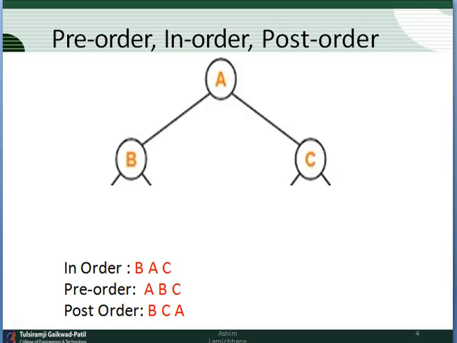Remember, in pre-order, the first element in the answer is always the root node, whatever the root node may be. Here, A will always be the first node of the pre-order for this given diagram. A, then B, that is the left subtree, and then C, that is the right subtree. So the pre-order of this particular tree is A, B, and C.